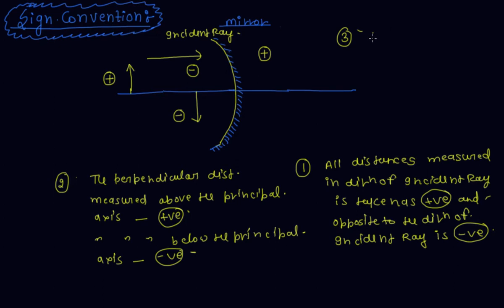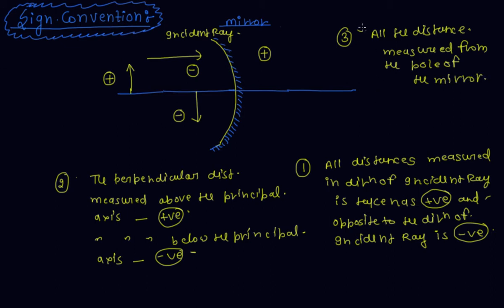All distances are measured from the pole of the mirror. So basically these three sign convention rules are applied to any mirror, concave or convex, or we can say to any spherical mirror, to develop any relevant formula and any relation between parameters. Let's take a question according to the sign convention rules, discussed on the next page.